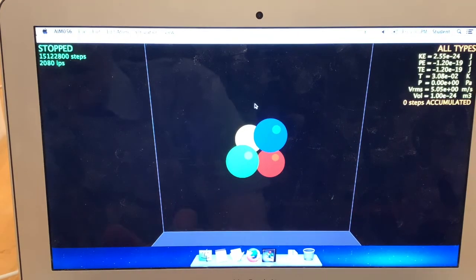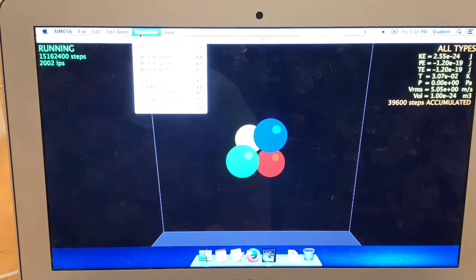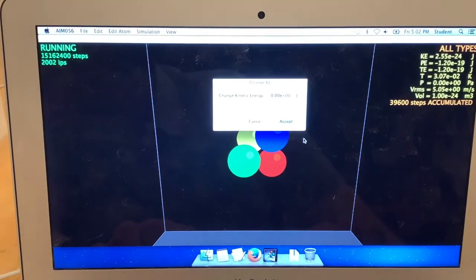If we start this going, we can see that the kinetic energy is fluctuating ever so slightly. However, notice that the kinetic energy is much less than the potential energy. Let's see what happens if we start adding kinetic energy to the system. Let's add 2 times 10 to the negative 21 joules of energy and see how this affects those values.